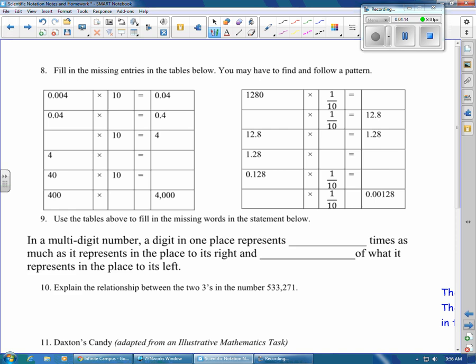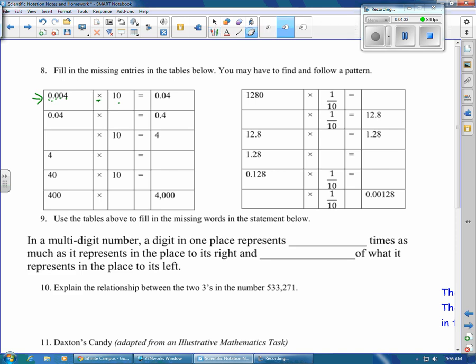You may have to find and follow a pattern. So the first line says, and I'm not going to use proper math terminology here, I'm just going to say the number as I see it. I've got 0.004, and I'm multiplying by a power of 10.